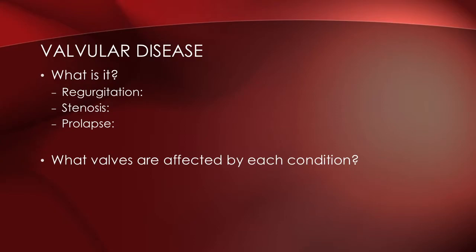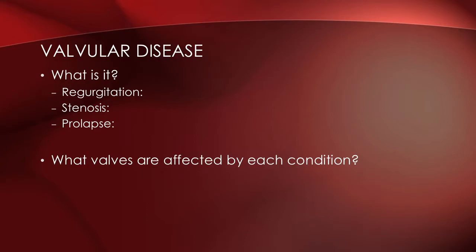So, on to valvular disease. For valvular disease, we have 3 different types. Valvular disease really is just when heart valves don't open or close properly, affecting blood flow. There are 3 ways that valvular disease affects blood flow: regurgitation, stenosis, and prolapse. Regurgitation is a backflow of the blood through the valve, versus stenosis, which is a narrowing or hardening of the vessel, and prolapse is the stretching of a valve leaflet.